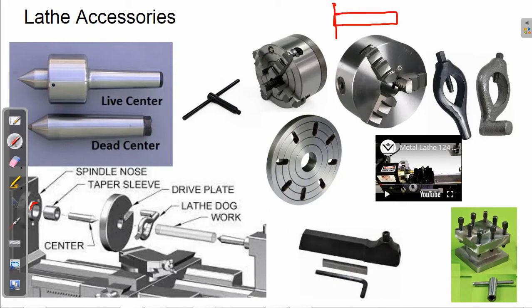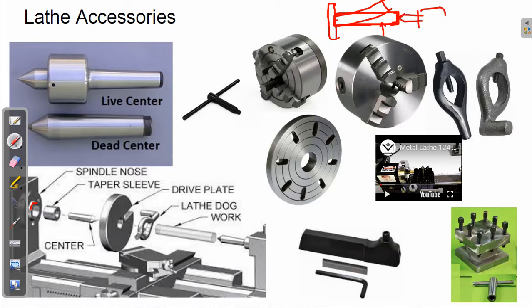If you want to hold the job at one end by the chuck, and the length is very long, then when the cutting operation is going on, there is a chance that it can bend easily, and so definitely it will affect the dimensional accuracy, and it can also create vibration during the operation. So to avoid that, you need some support, and that support can be given with the help of a tailstock center.